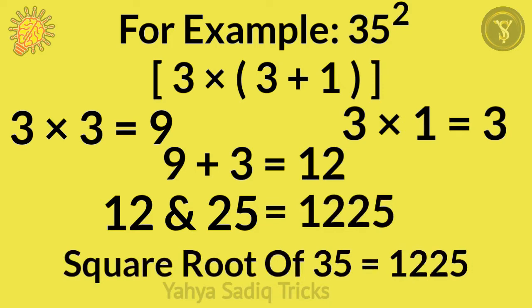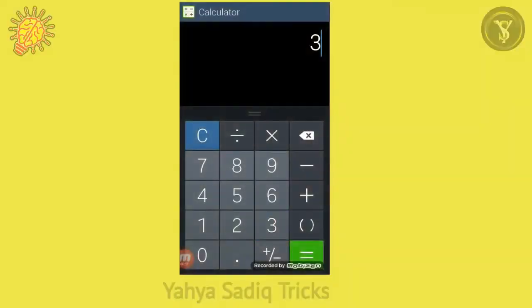If you want a proof, then watch this. So 35 multiplied by 35 is equal to 1225. This proves that our trick is absolutely right.